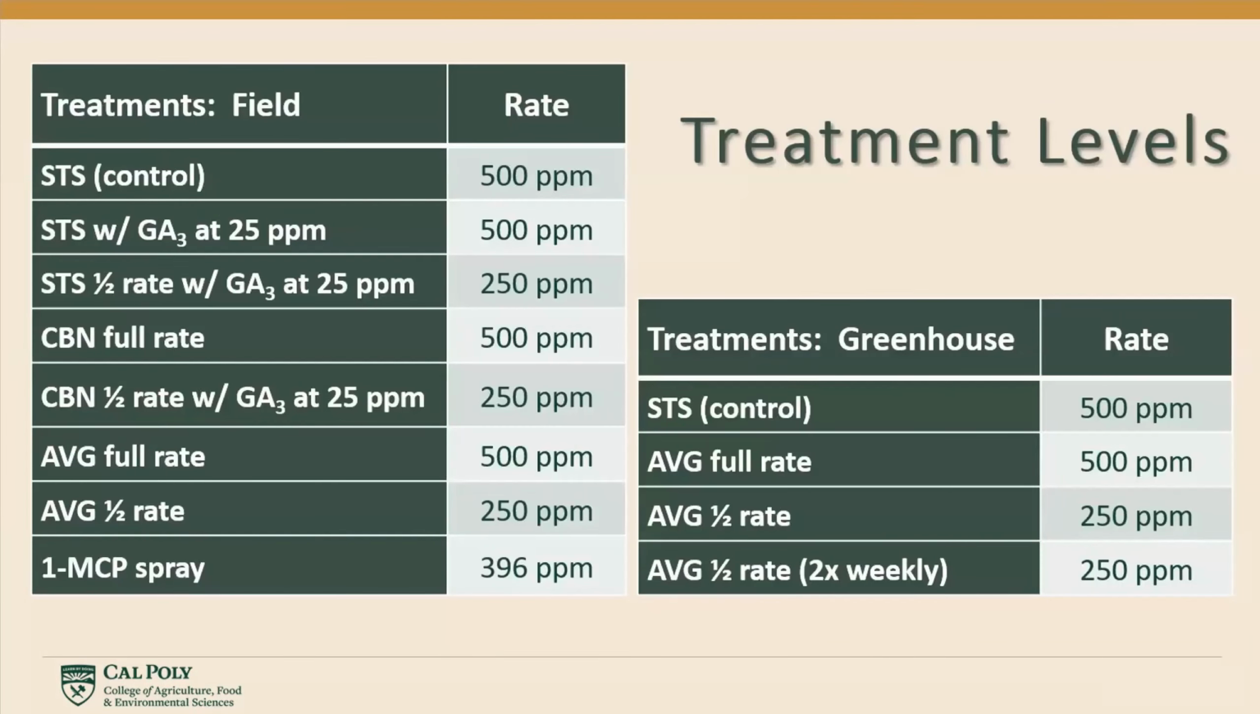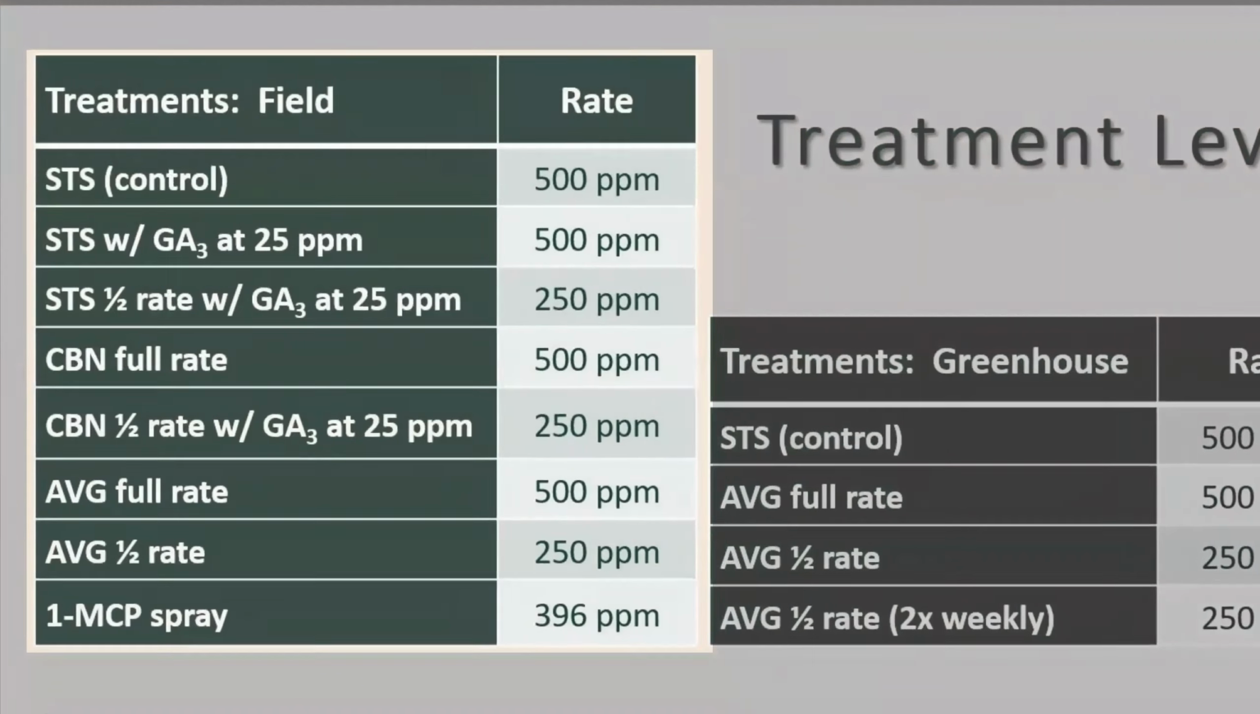For the field trials, STS at 500 parts per million was the control. This concentration was decided by looking through the literature as well as consulting the hemp industry. There were 2 other treatments of STS at a full rate and a half rate in combination with gibberellic acid at 25 parts per million.